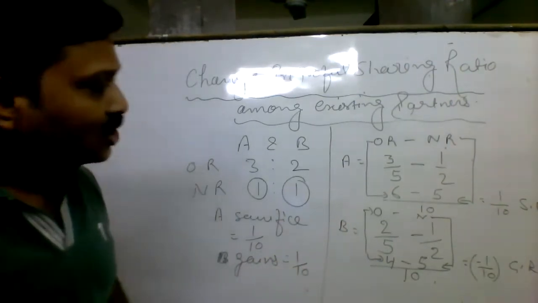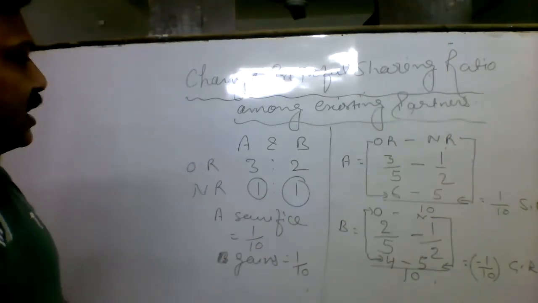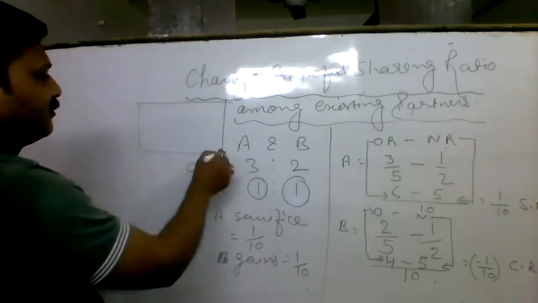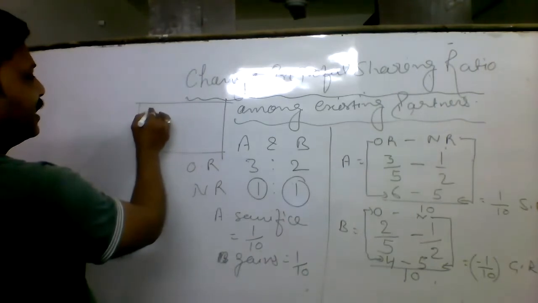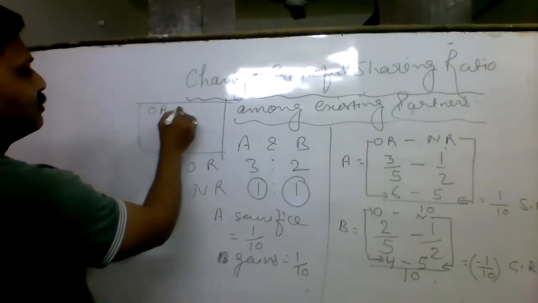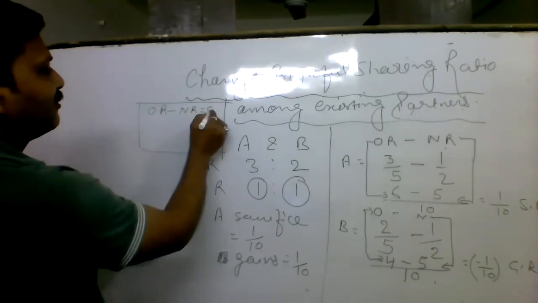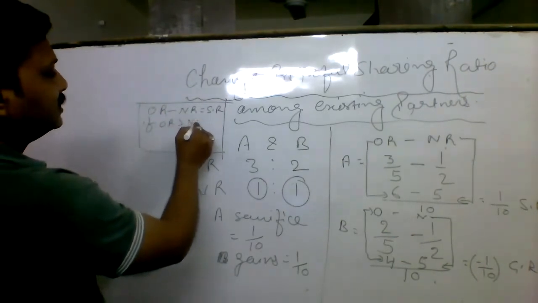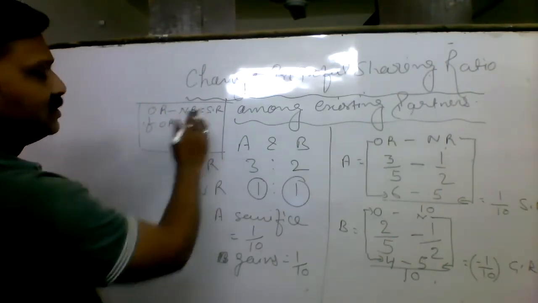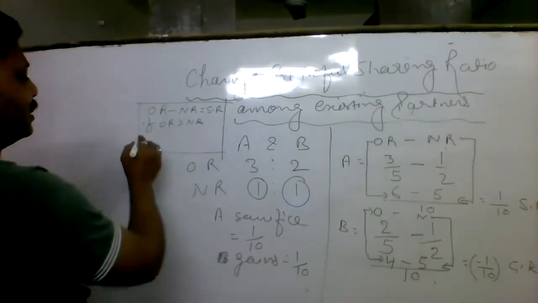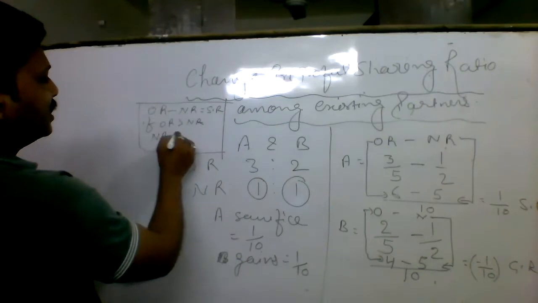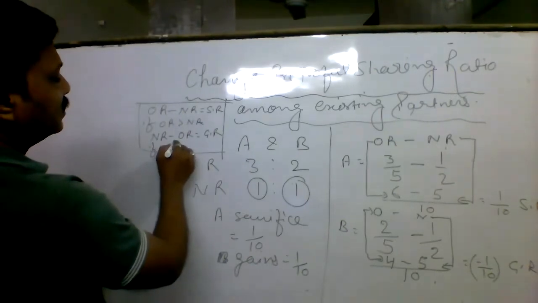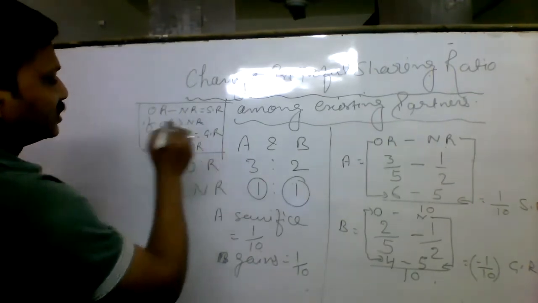So this is how to calculate the sacrificing and gaining ratio. And before finishing this video, I want to tell you all the formula for calculating sacrificing ratio and gaining ratio. Old ratio minus new ratio will be the sacrificing ratio if the old ratio is greater than the new ratio, right? And vice versa: new ratio minus old ratio will be the gaining ratio if the new ratio is more than the old ratio, right?